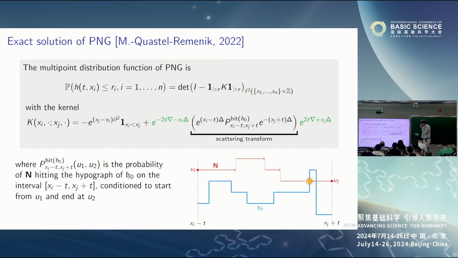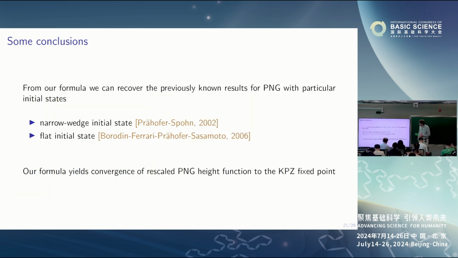Okay. So this hitting probability which you see inside the kernel is again given. So it is again the probability of the random walk to go from a given point to another given point, hitting the curve on its way, where the curve is the initial state of the PNG at time 0.